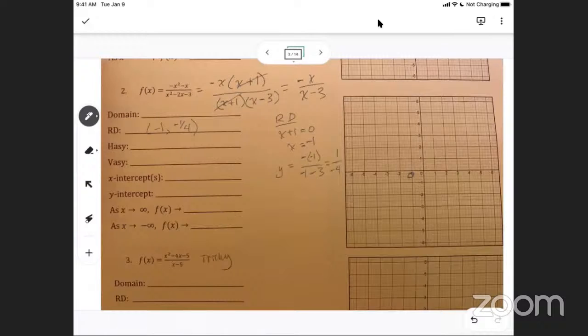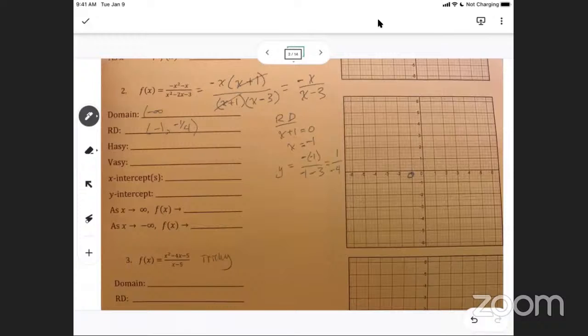Now the domain. We know there's a couple of restrictions on the domain. Look first of all at the hole. -1 isn't a part of it, but neither is 3, because we can't plug 3 in here since we would have 0 in the denominator. So my domain is, do they want me to write in set notation or interval notation? Interval.